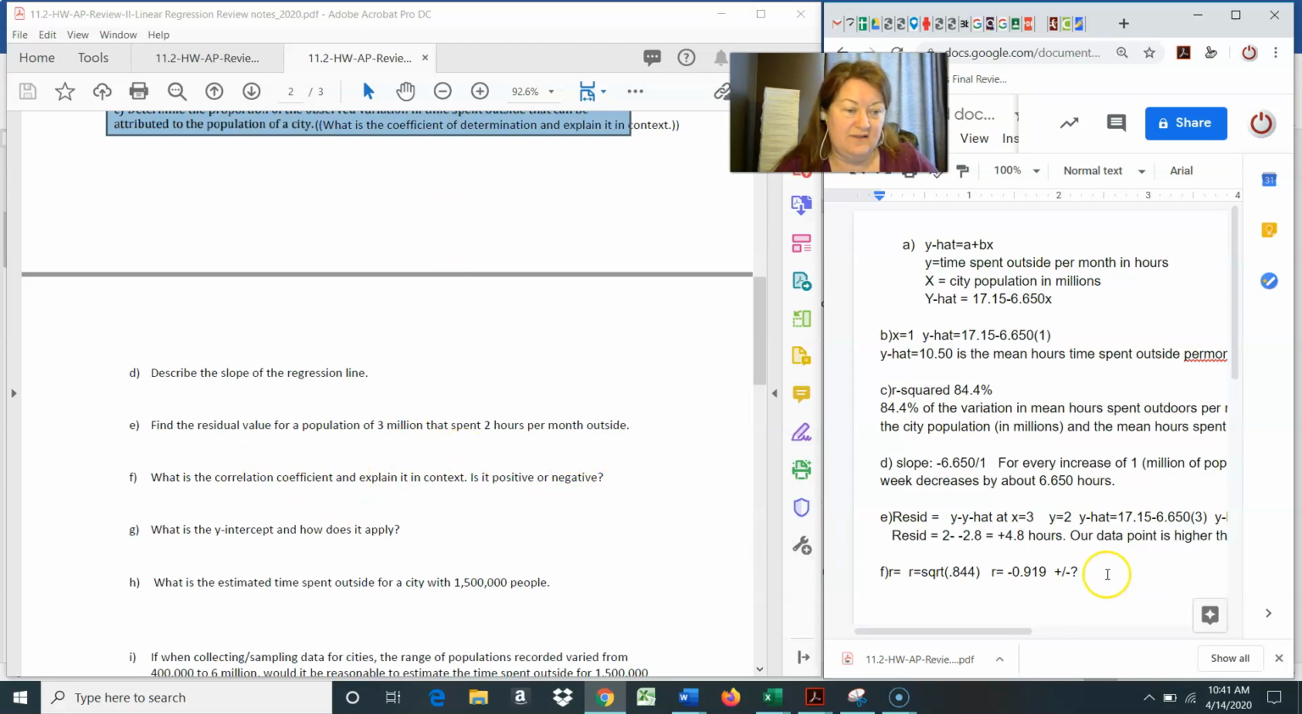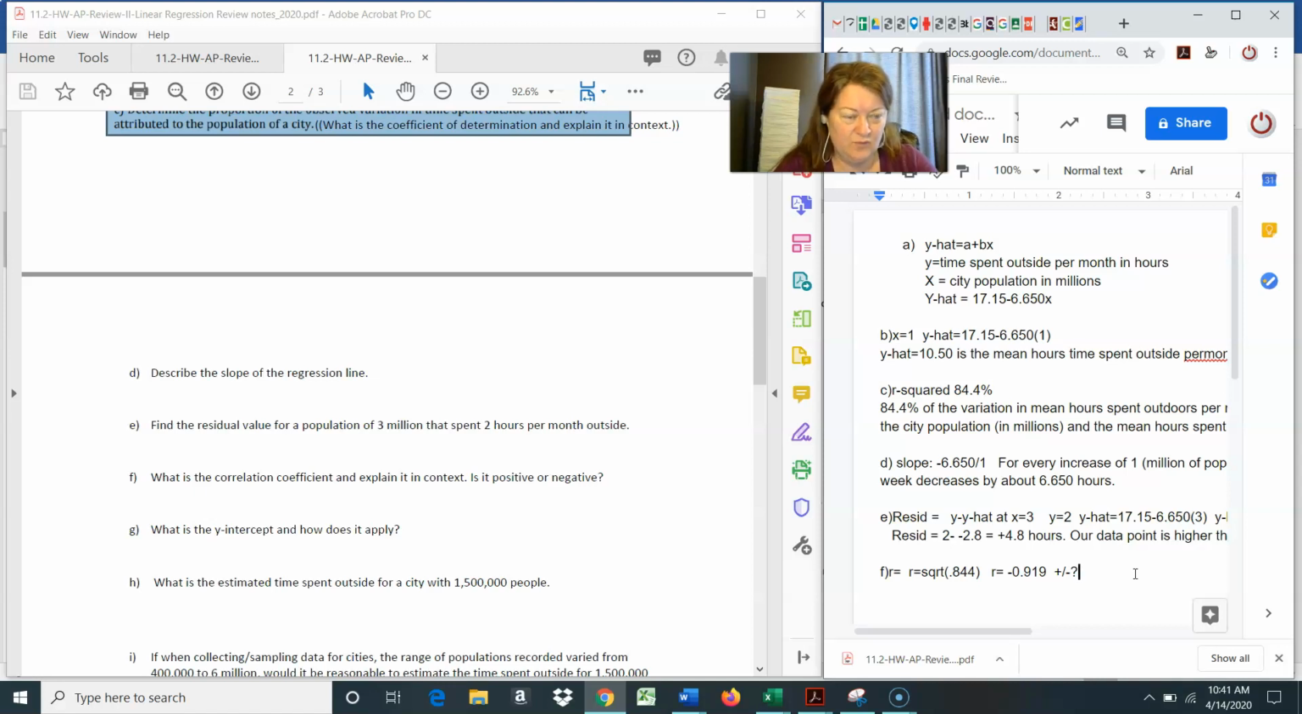Okay, so back to the question of F, it says explain what this is in context, and is it positive or negative? So we think it's negative. Okay, so what is the definition of R? R is the one that just tells us how good the line is, right? Is it a strong line? Is it not a strong line? So a 0.9 is a really strong line, right? Now, I don't have the original scatter plot to see if the dots look like they're in a line.